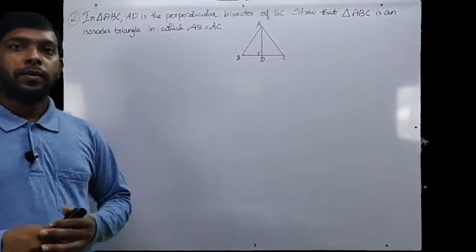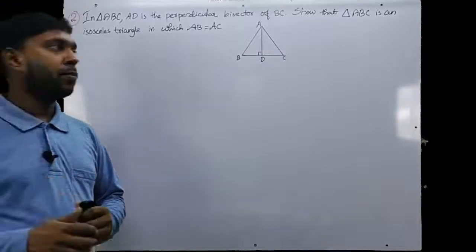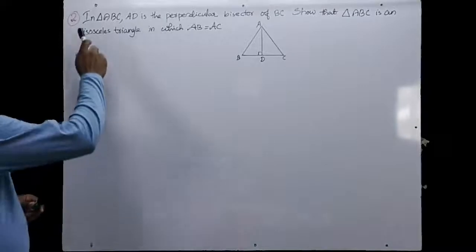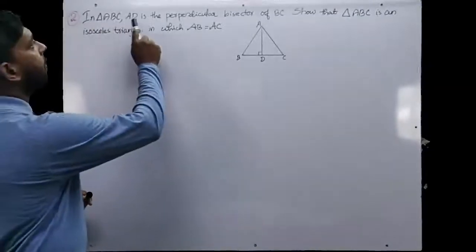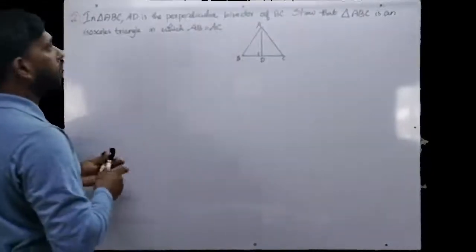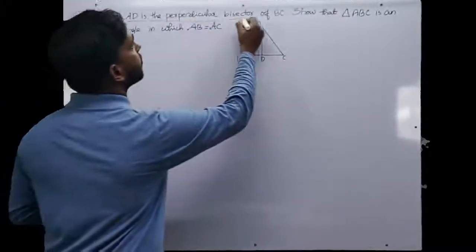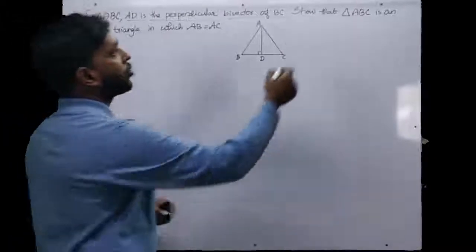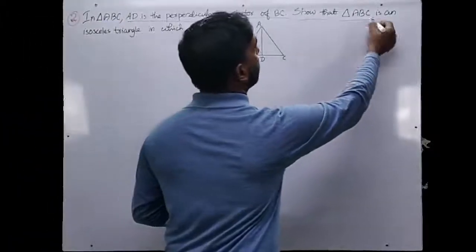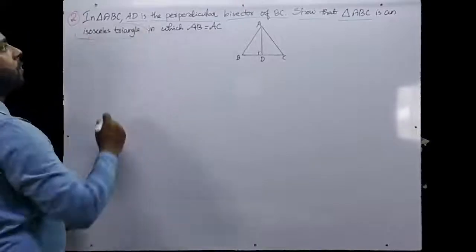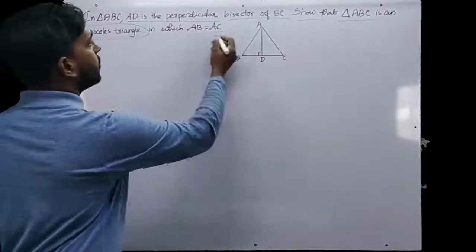We are going to look into the second question of exercise 7.2. The question reads like this. In triangle ABC, AD is the perpendicular bisector of BC. So AD is the perpendicular bisector of BC. Show that triangle ABC is an isosceles triangle in which AB is equal to AC.